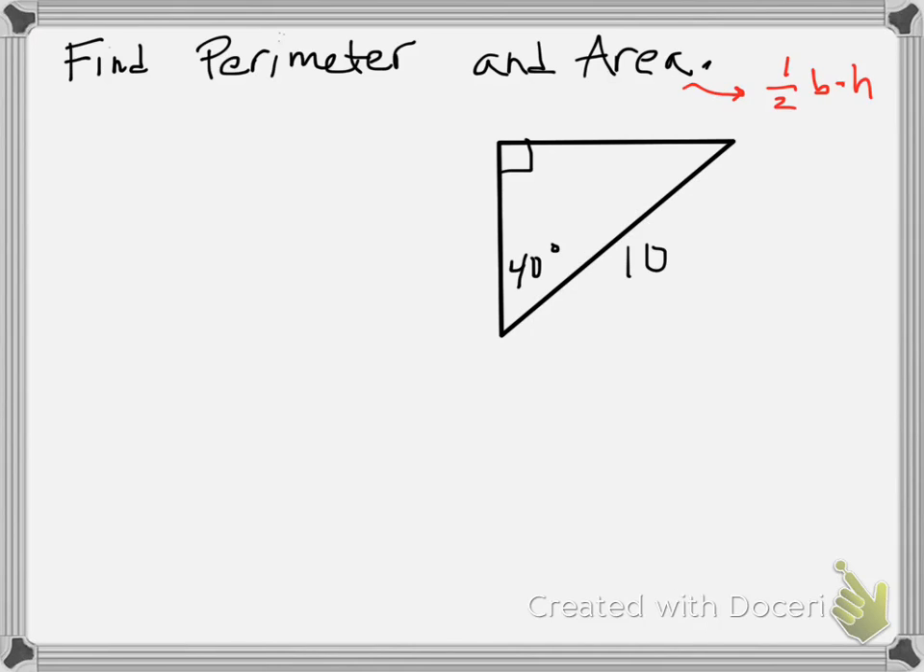Well, we have one side here of 10, the other two sides are missing, so that's not good. So let's try to figure out what we can know about this shape. Well, at least let me give these some names. I forgot to give these names. A, B, and C.